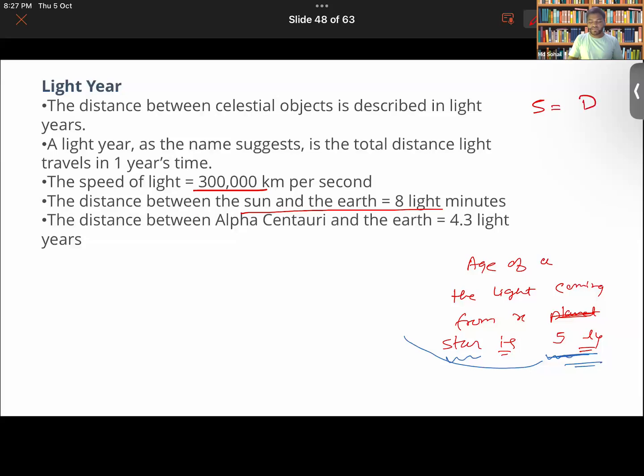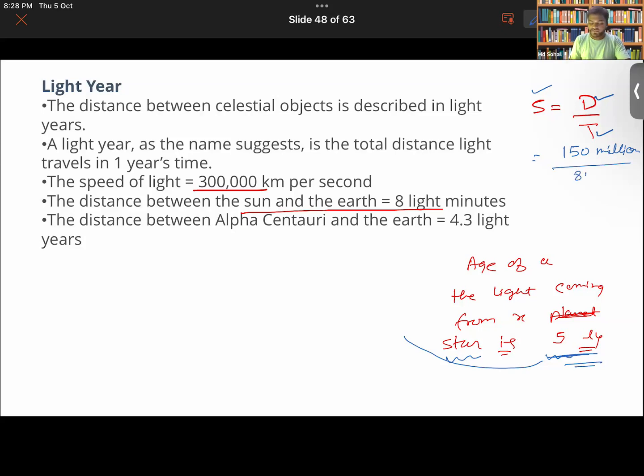Speed equals distance upon time, in any unit you want. We have all the data. How much is the speed of light, how much is the distance between the earth and the sun, and the time is also there. How much distance is there between the earth and the sun? 150 million. And the time it takes for the rays of the sun to come on earth? 8 minutes 20 seconds.